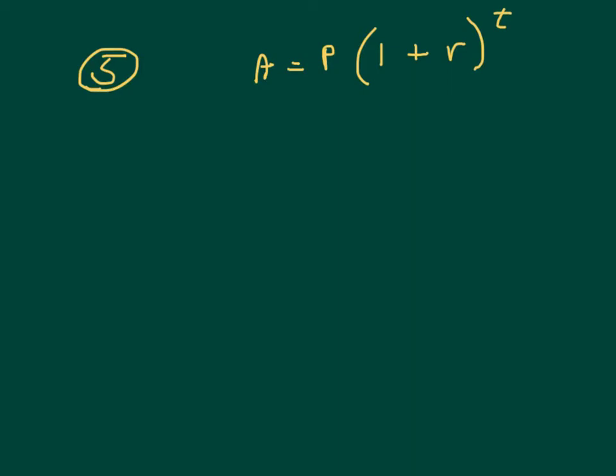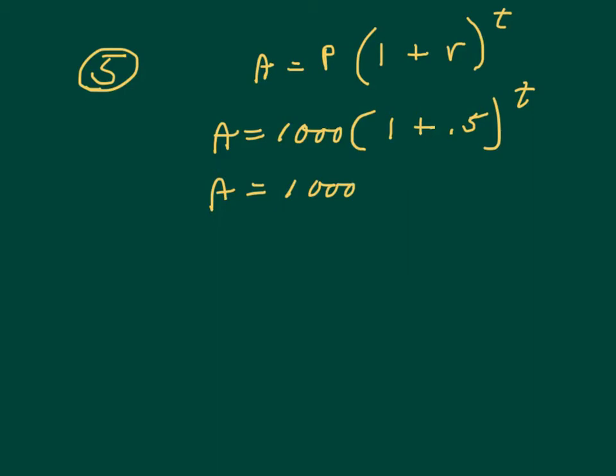Okay, so let's go ahead and look at this here. If I write it as a formula, A is equal to, my original amount is 1,000, and then it's going to be 1 plus 0.5 raised to the t. So I could write this as A is equal to 1,000 times 1.5 raised to the t. And if you want to, you can put parentheses there. Okay, so that is part A.